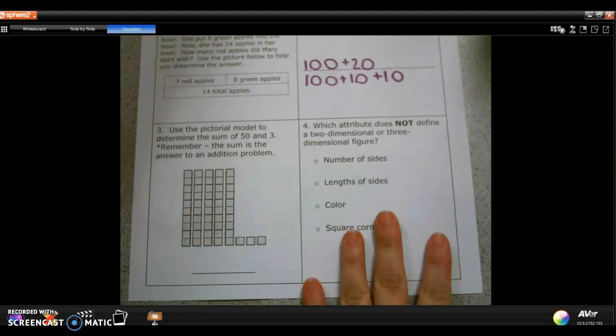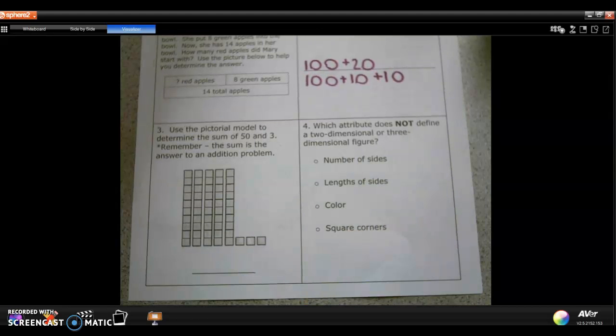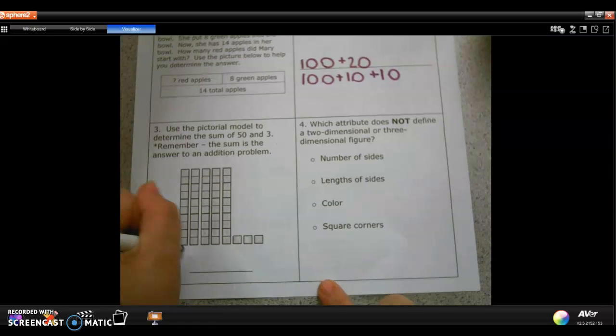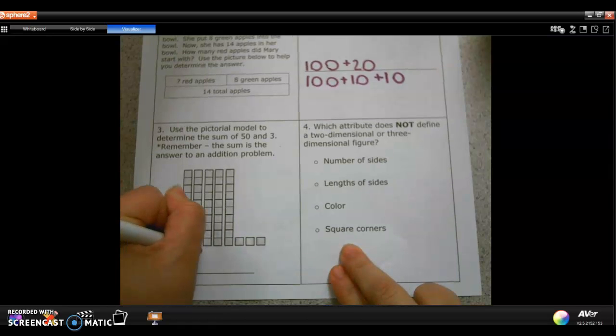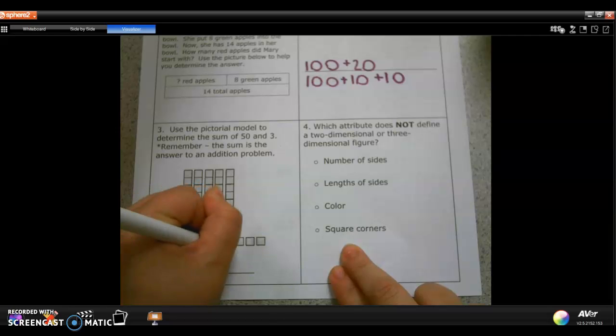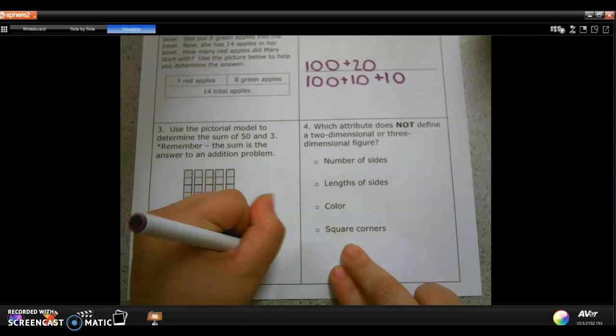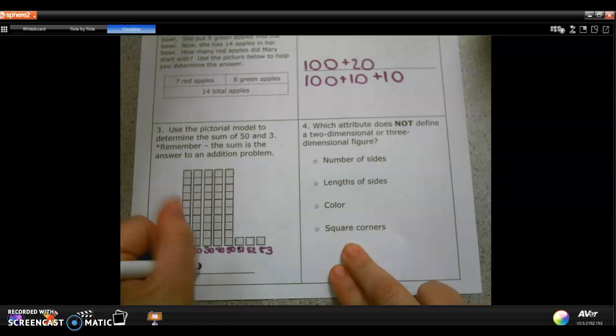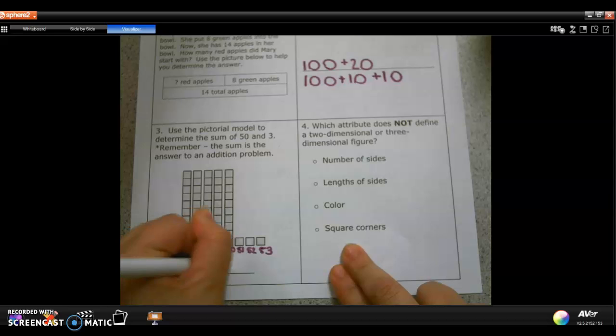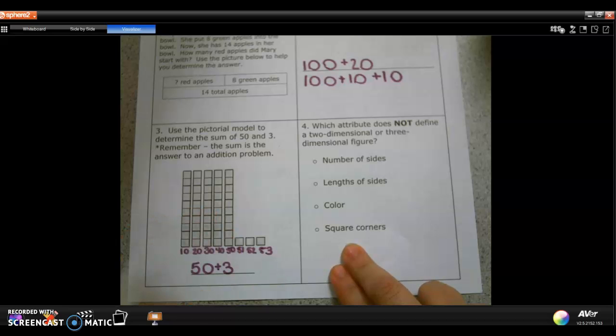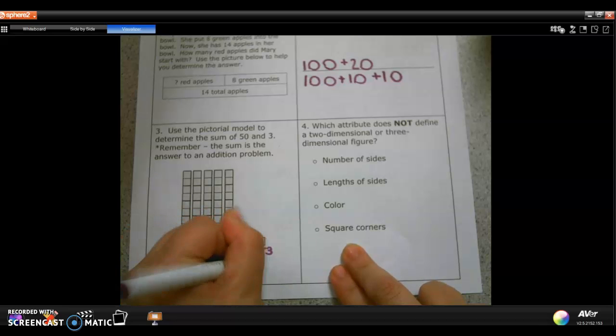Number 3, use the pictorial model to determine the sum of 50 and 3. Remember, the sum is the answer to an addition problem. So we're going to figure out what 50 plus 3 is. So we're going to say, okay, we'll have 10, 20, 30, 40, 50, 51, 52, 53. Now I'm going to say 50 plus 3, remember this right here is called expanded form, equals 53.